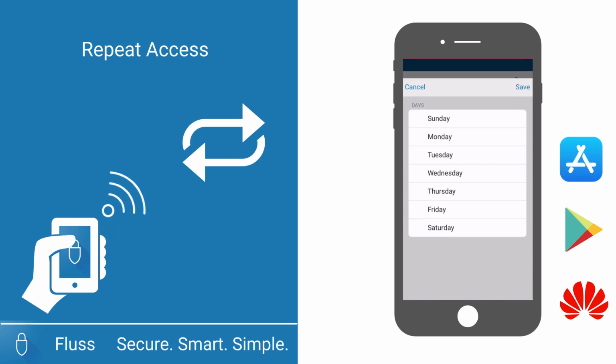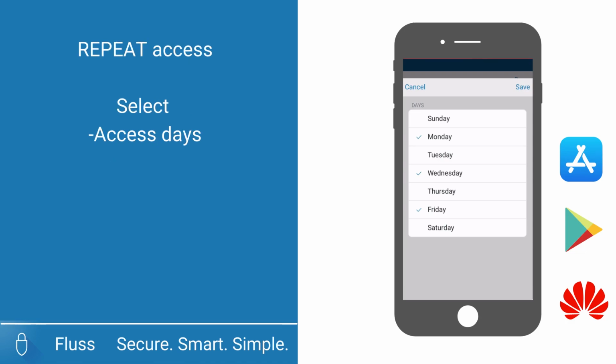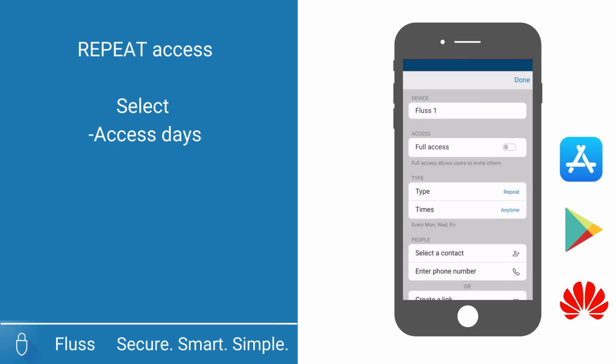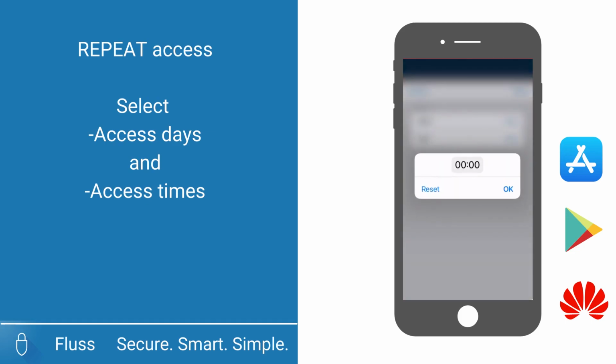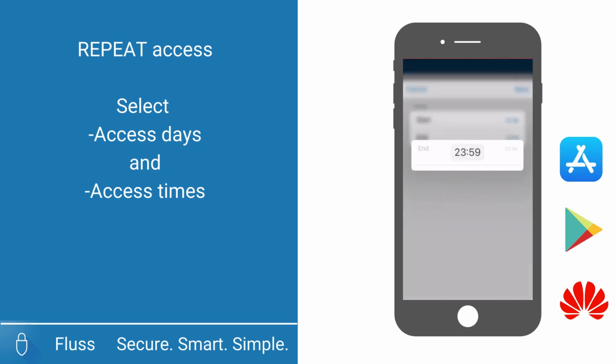The repeat access invitation is ideal for a workforce, gym members, the gardener or housekeeper, or a nanny, someone who enters your property on a regular basis on the same days at the same times. When you have selected the repeat access option, you are able to select the access days as well as the access times. Select Save after you have selected the start time and end time, as well as the specific days.